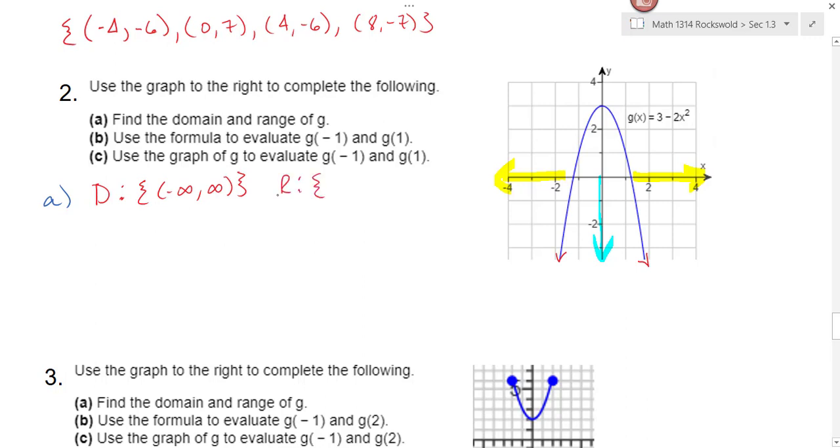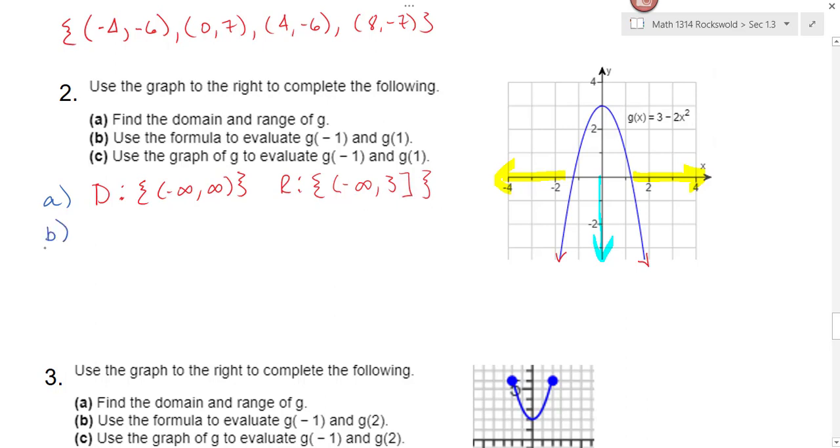Negative infinity to 3. So we put a parenthesis on the negative infinity, a bracket on the 3. Because we're never equal to infinities. Positive and negative infinities always get parentheses. We use brackets when we can be equal to something. This graph is actually equal to y equals 3. And remember, the range goes with the y values. Whenever you're using interval notation, remember to put things in order from smallest to largest. You never want to put 3 to negative infinity. We always go left to right on the number line.